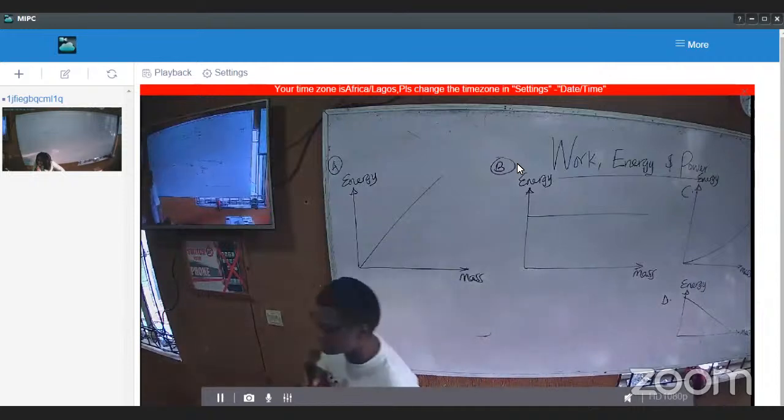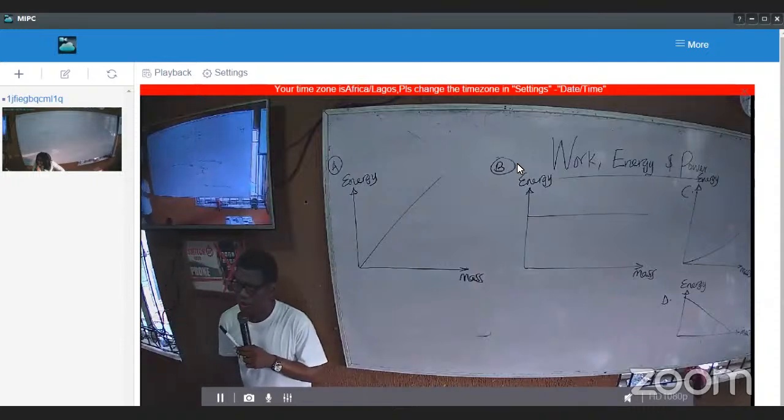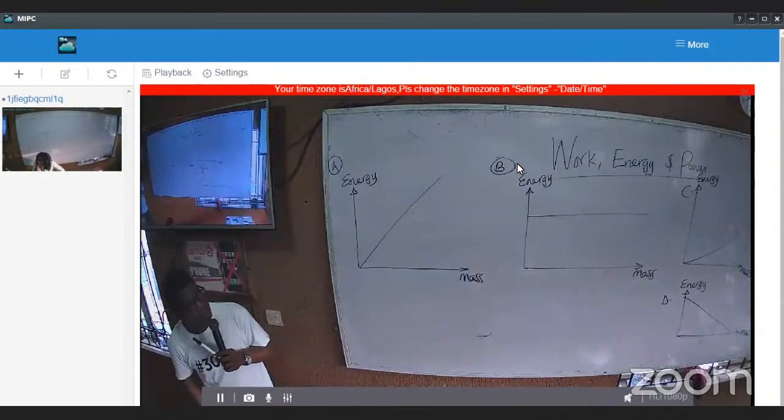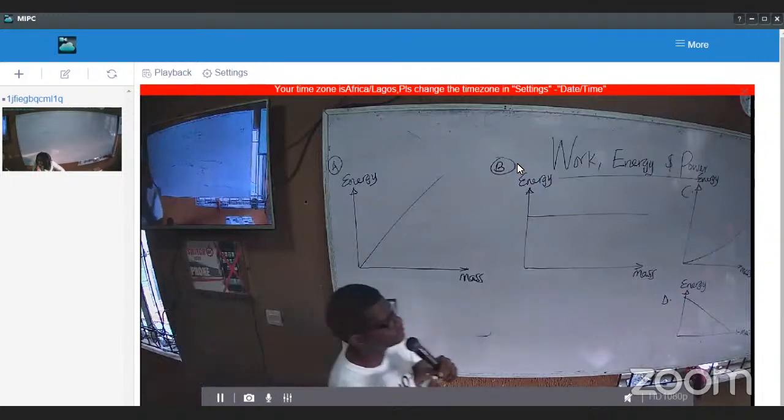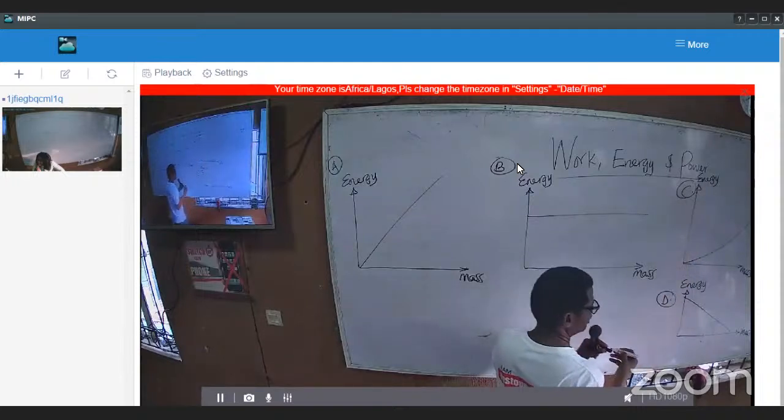Look at that. So we have this kind of relationship between energy and mass. You have to know that everything we are doing now is very important. These are called likely questions, AOC, area of concentration.